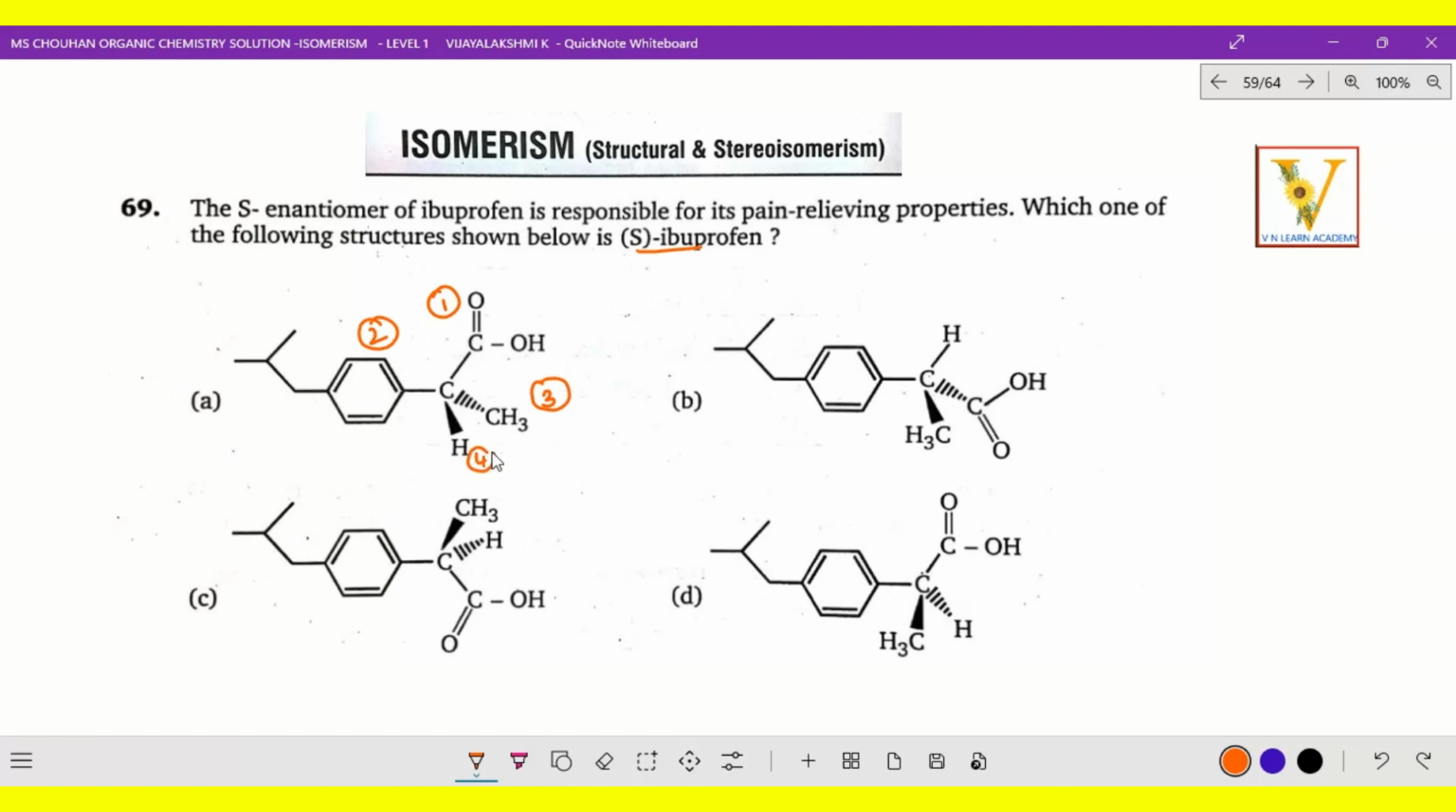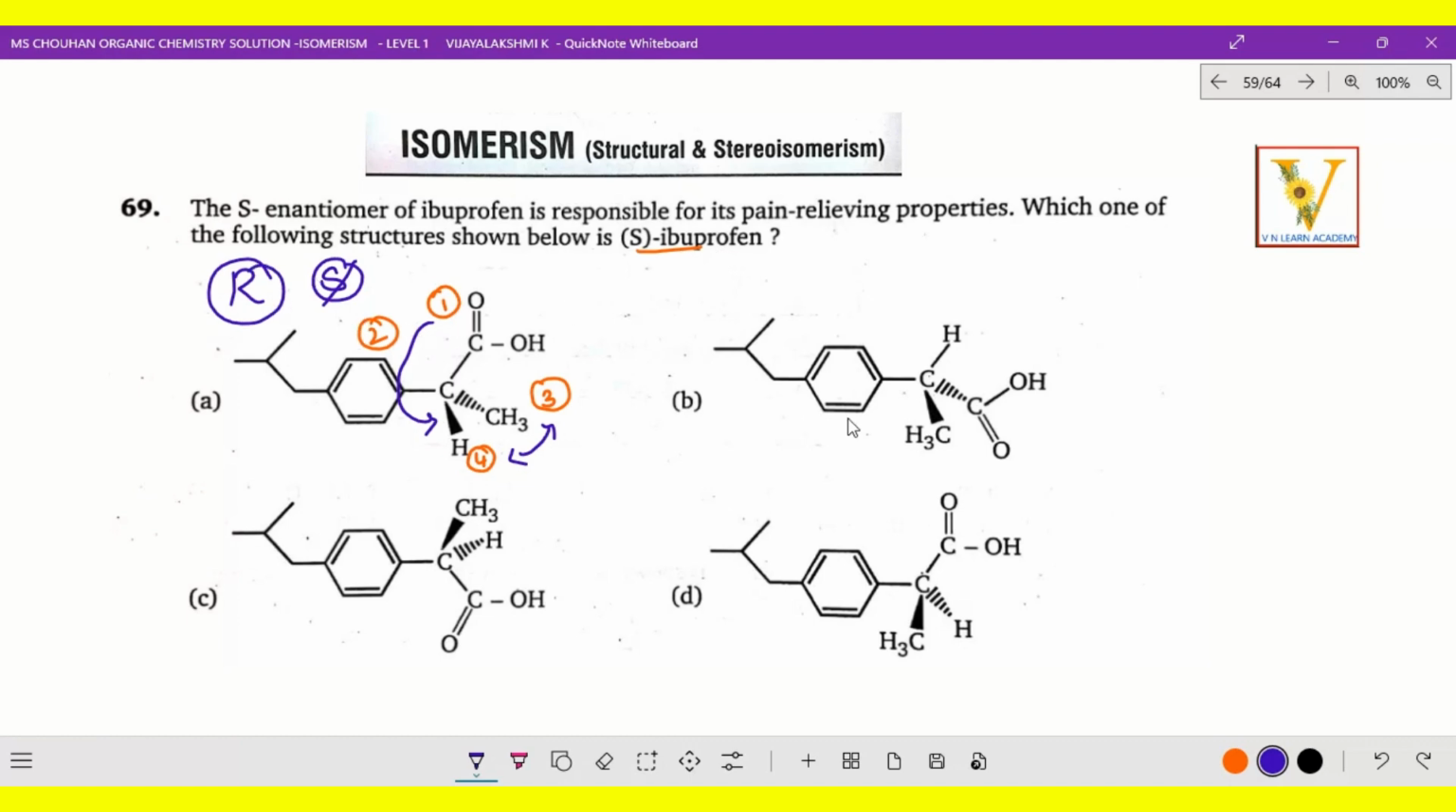Hydrogen is 4. But here an interchange is taking place. Why? Because the fourth priority should be on the dash position. So here 1 2 3 4 is anti-clockwise, but since an interchange is taking place, this is R. Now what they are asking in that question, this is not the correct one.